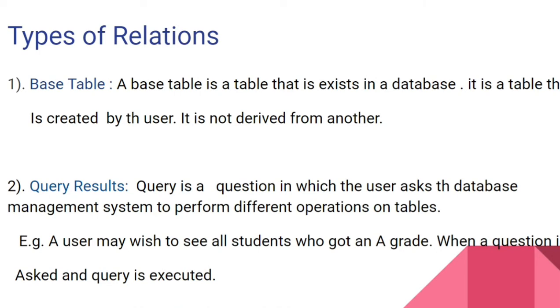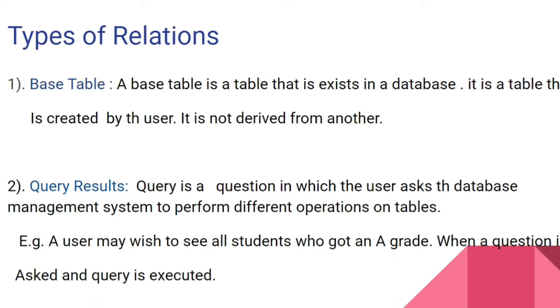So we have the types of relationships, types of tables. We have a base table. A base table is a table that is created by the user and that is present in the database. They are not derived from another table. For example, if I have a university database and I want to create a student table, that table is called a base table. I want to create an employee table, that is also called a base table. They are not derived from other tables.